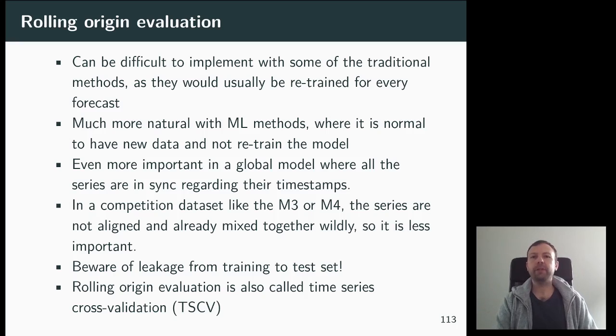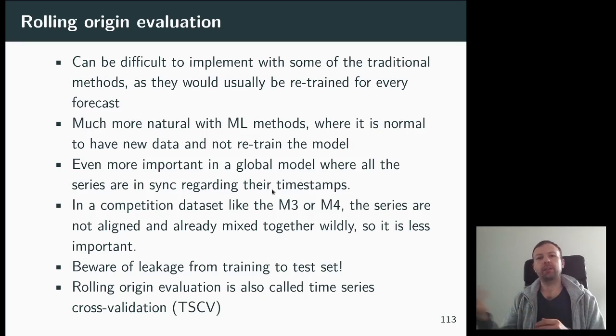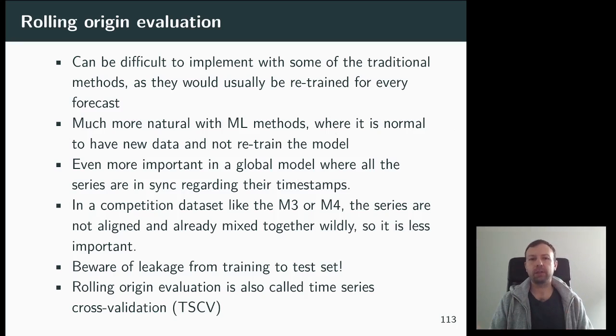However, it can be difficult to implement, especially with some of the traditional methods, because they often are implemented in a way that they require to be retrained for every forecast they make. It is much more natural to implement with machine learning methods, where it's basically normal that you just train your model and now you get some new data and you just use that model without retraining.